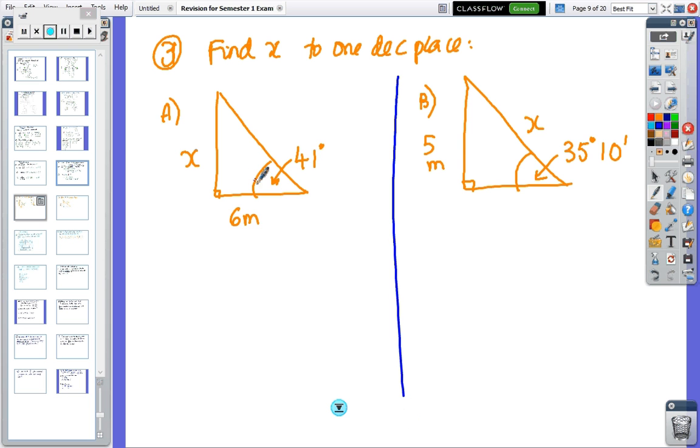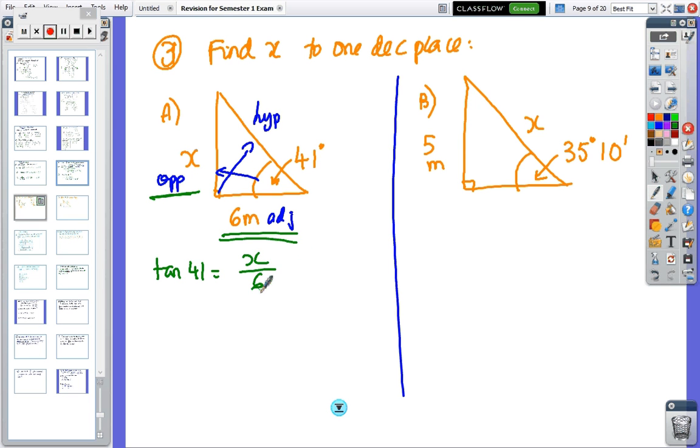Okay, first thing you need to do, you must label the sides. So that's opposite the angle, that's opposite the right angle, and the last side is the adjacent. So when you've got adjacent and opposite, you've got a tan question. So tan 41 equals opposite over adjacent.